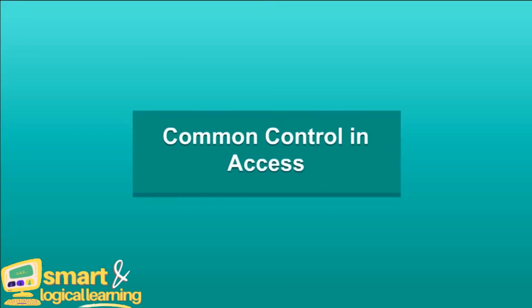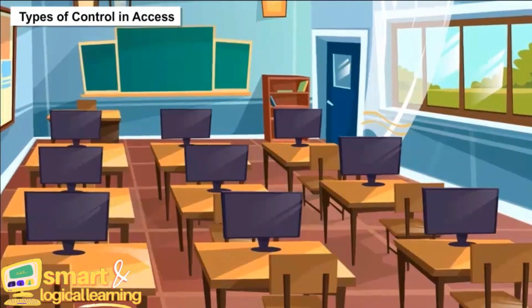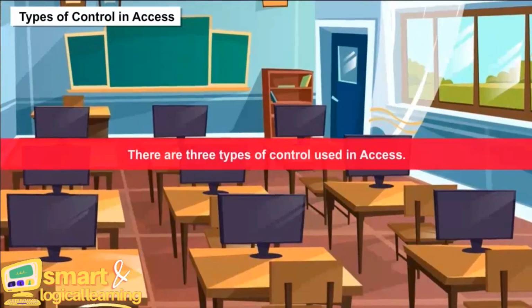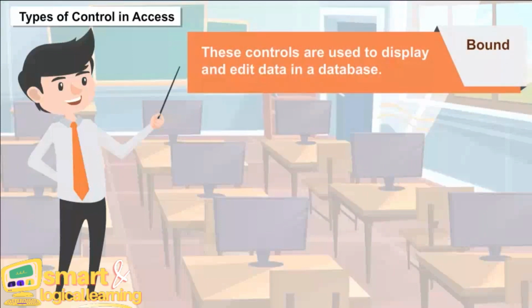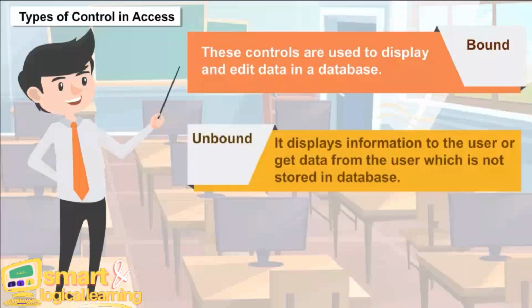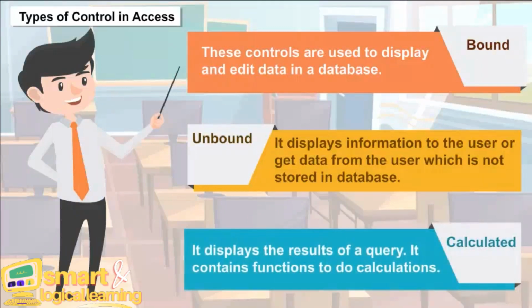Common controls in Access. Types of control in Access. There are three types of control used in Access. Bound: these controls are used to display and edit data in a database. Unbound: it displays information to the user or gets data from the user which is not stored in the database. Calculated: it displays the results of a query. It contains functions to do calculations.